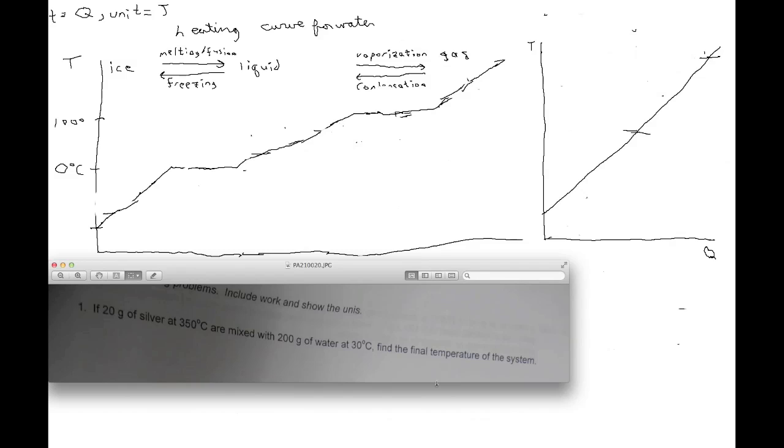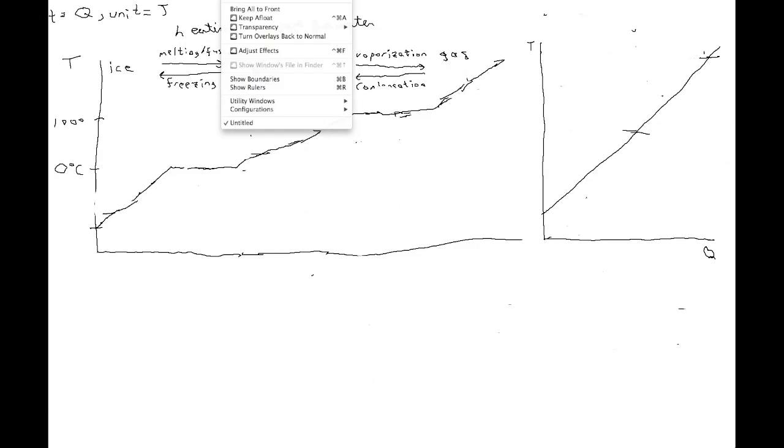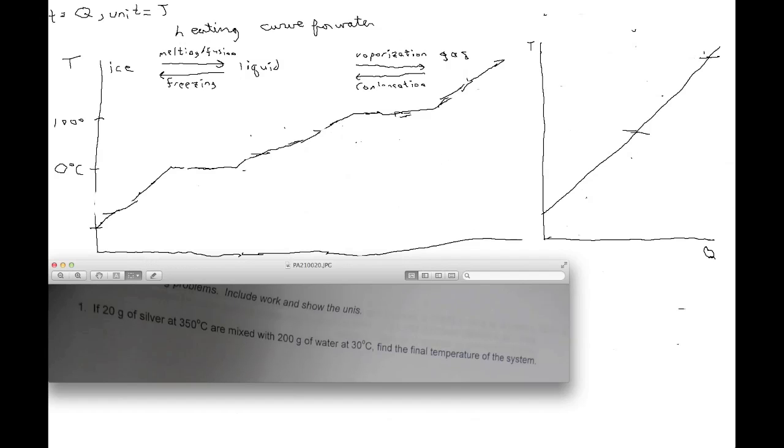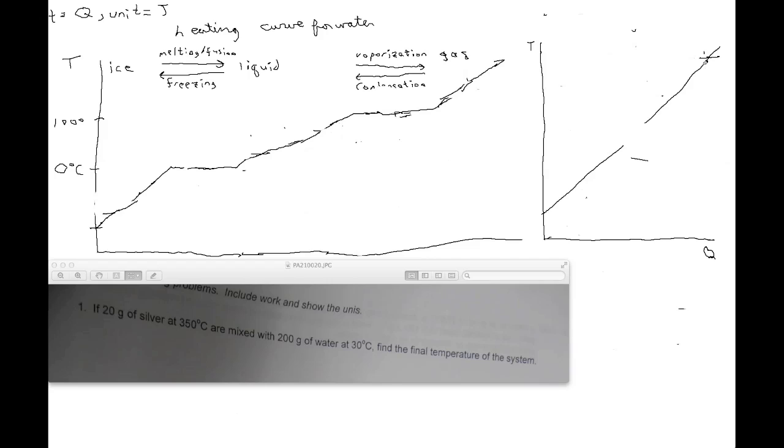200 grams of silver at 350 degrees Celsius are mixed with 200 grams of water at 30 degrees. Find the final temperature. Okay, well, we know that they're looking for TF. And we know that we have 200 grams of silver at 350 and they're mixed with 200 grams of water at 30.